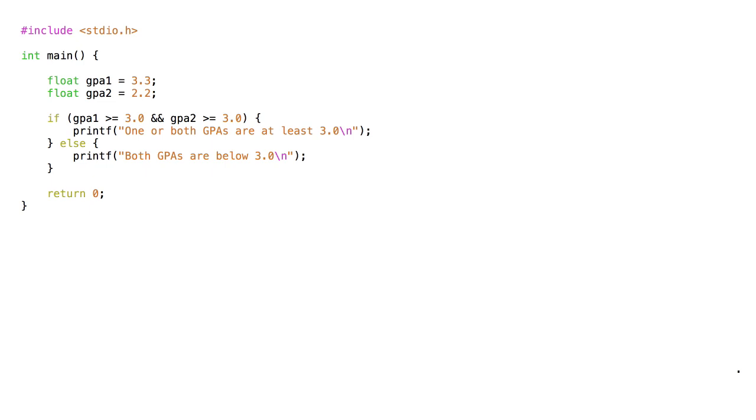What we want this time is an operator that lets code run if the first condition or the second condition or both conditions is true. And this new operator is written like this, as two vertical bars. It's called the logical OR operator. We see this operator in practice to detect whether one or both GPAs are at least 3.0.